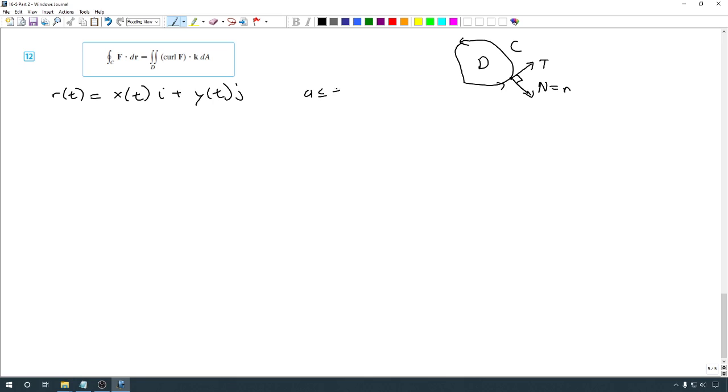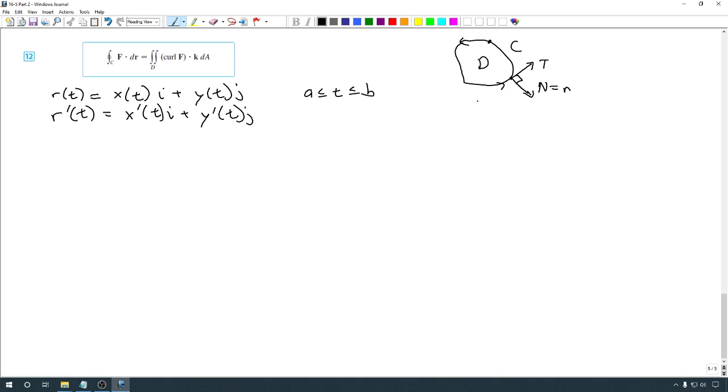t is going to go between a and b. So we do have some starting point and some ending point. Technically here, we do want a closed curve, so r of a and r of b are going to give us the same point, but we end up traveling along the curve as t goes from a to b. Of course, r prime of t is x prime of t i plus y prime of t j.